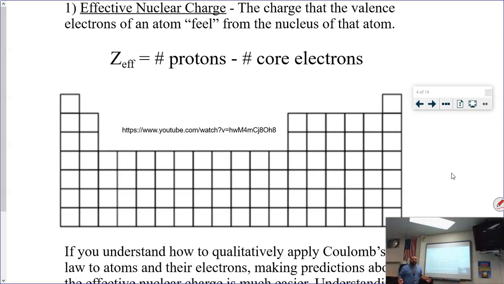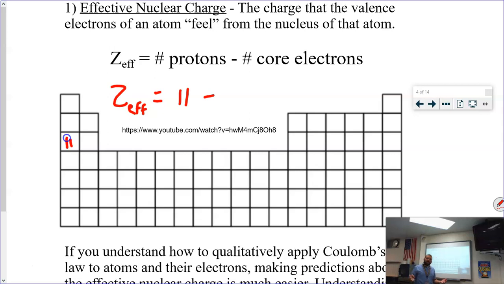So I'm going to take element 11, which is sodium. That's right here. Okay? And let's do this math for this particular atom. So Z effective, again, the symbol there is implying it's the effective nuclear charge, okay? And again, effective nuclear charge is what attractive force our electrons feel from the nucleus, okay? So how many protons does sodium have? Well, it has 11. And how many core electrons does it have?